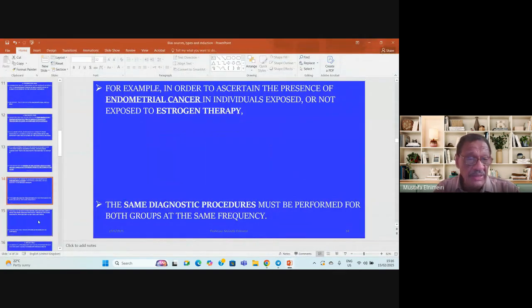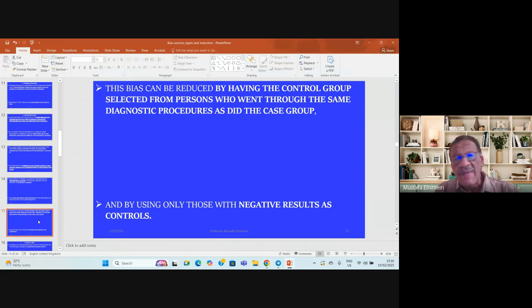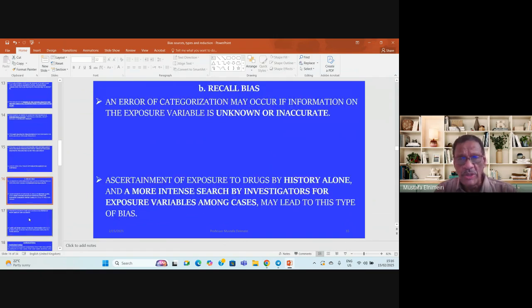In other words, the bias can be reduced by having the control group selected from those persons who underwent the same diagnostic procedures as did the case group, and by using only those who showed negative results as controls. In this way, we can reduce the bias in such situations.